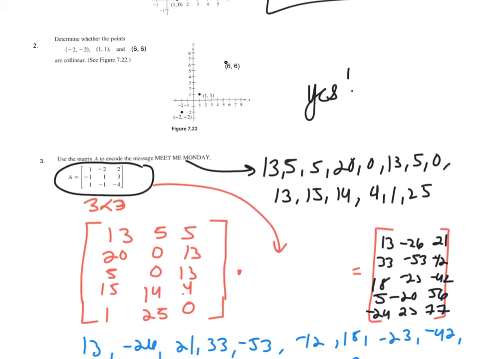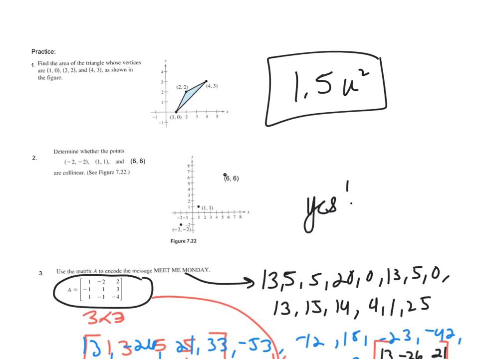All right, guys, check out your answers. So number 1, you just have to put those into a matrix, find the determinant, and you should end up with 1.5 units squared. For number 2, they are collinear. You can actually see it from the graph too, but the determinant that you get after you create a matrix out of those points should be 0, so that is a yes.